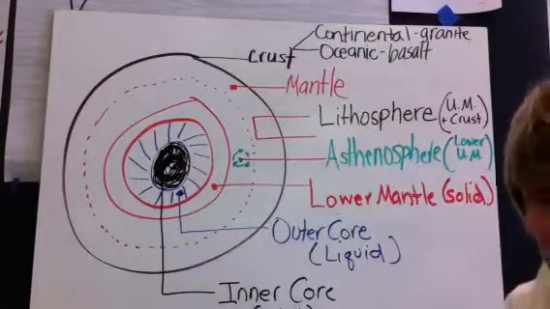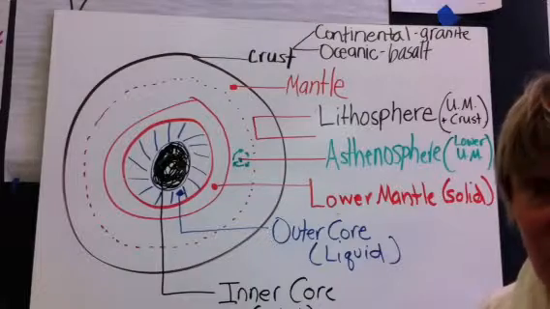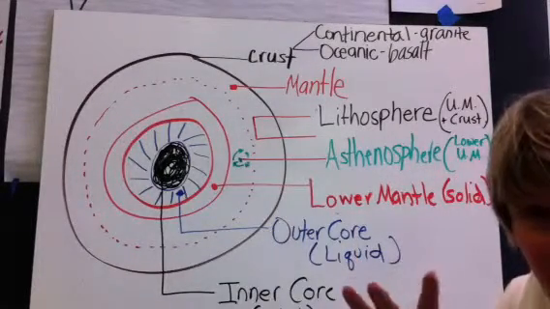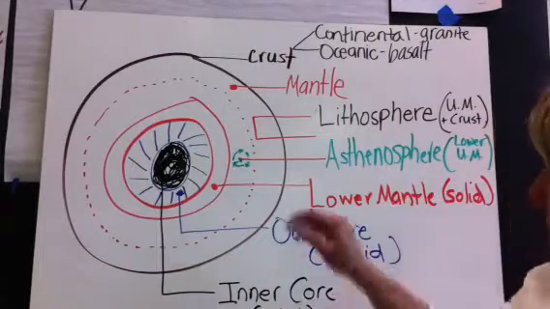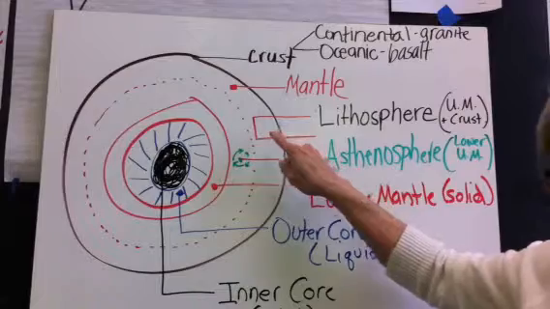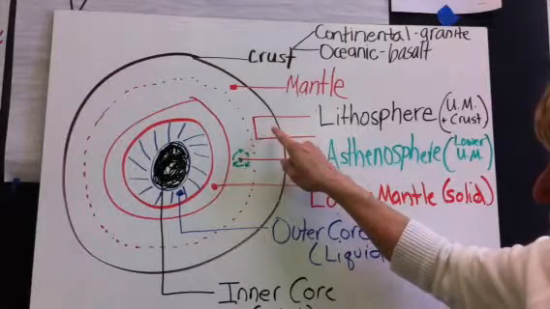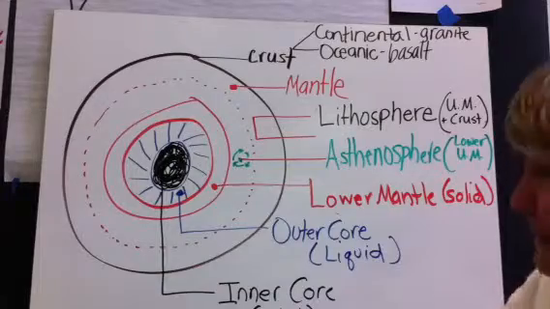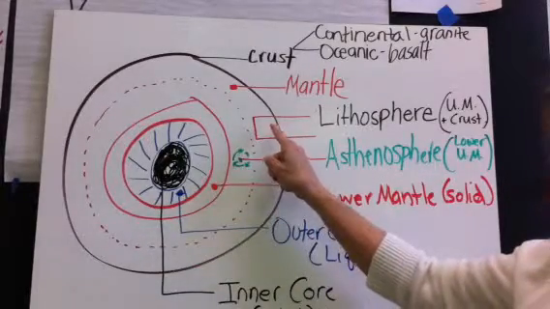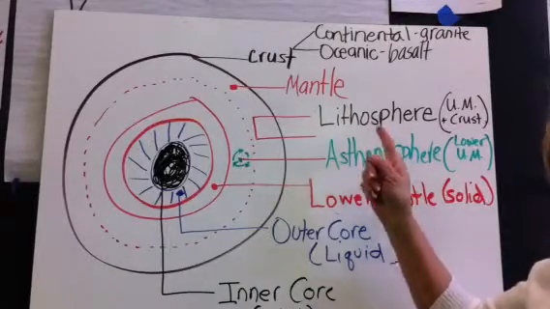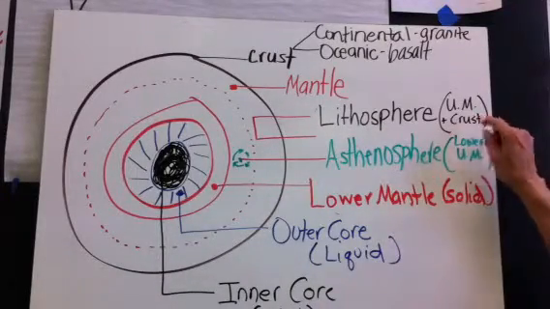Now, just below the crust is the mantle. The mantle is the largest layer of the Earth. And we look at it as three pieces. Then if we look at the upper mantle and the crust, we call that the lithosphere. This part of the mantle, upper mantle, and the crust is called the lithosphere. And this means upper mantle plus crust.